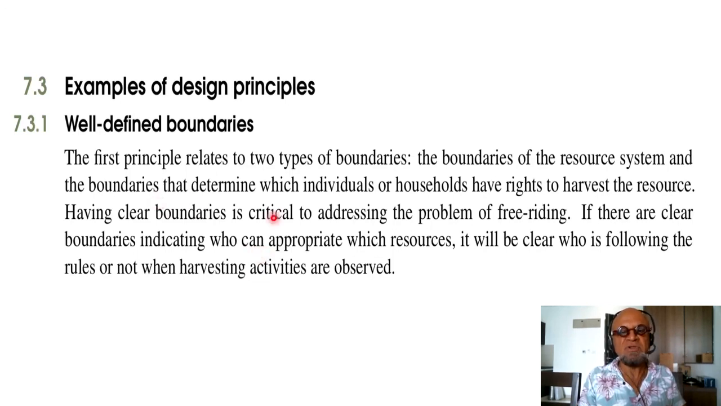The first principle relates to two types of boundaries: the boundaries of the resource system itself and the boundaries that determine which individuals or households have rights to harvest the resource. Having clear boundaries is critical to addressing the problem of free riding, so that you don't have people who don't contribute to the system but come in and exploit or harvest the resources, in this case it would be exploitation if they are free riding.